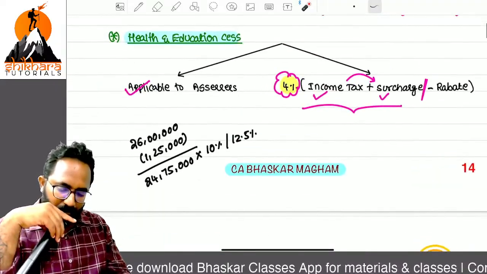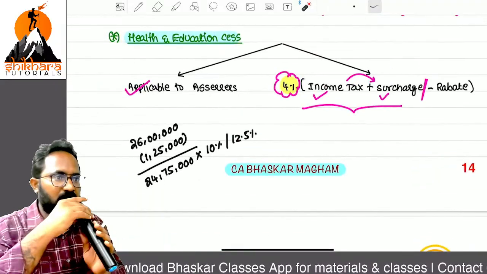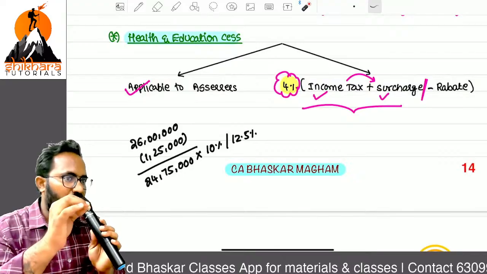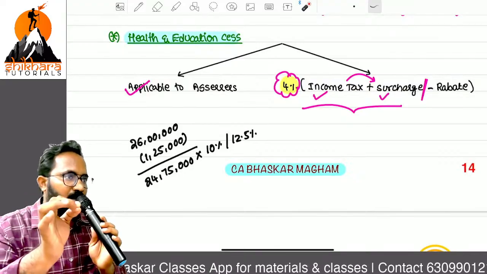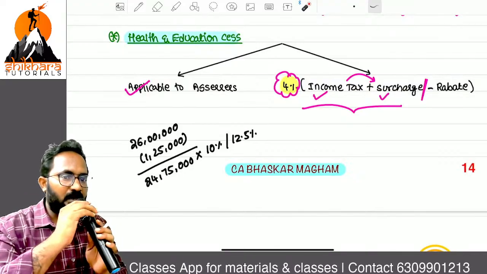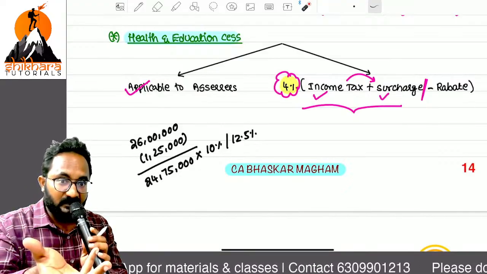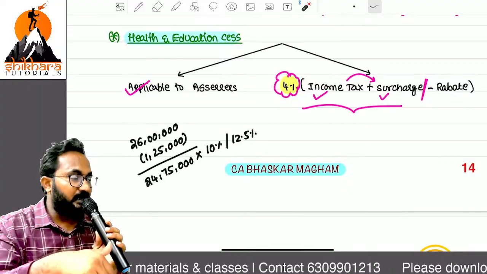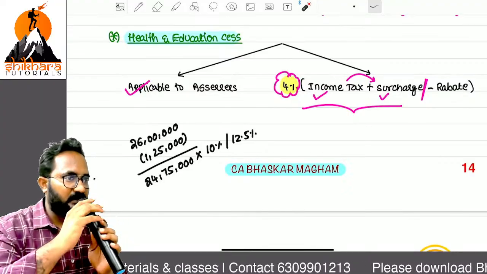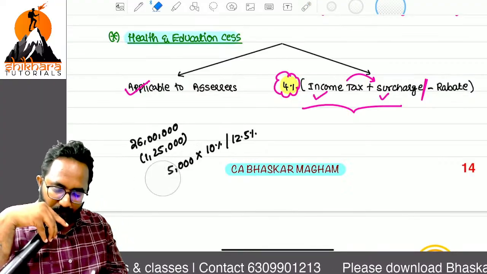You can write it down below also. Health and education cess is the last step in the tax computation. Many students are thinking that first I need to add education cess, and after that I need to reduce the rebate. Many students are confused. Yes, you can write it down.